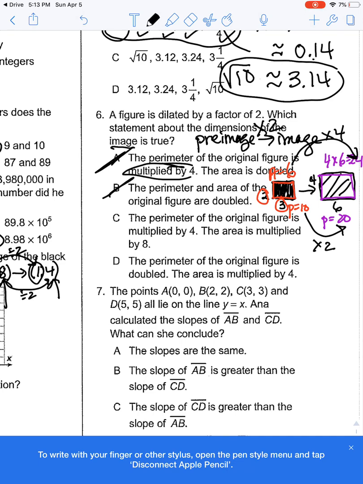That won't work. The perimeter of the original figure is multiplied by 4 and the area is multiplied by 8. D, the perimeter of the original figure is doubled. That means multiplied by 2. And the area is multiplied by 4. Ding, ding, ding. That's our answer.